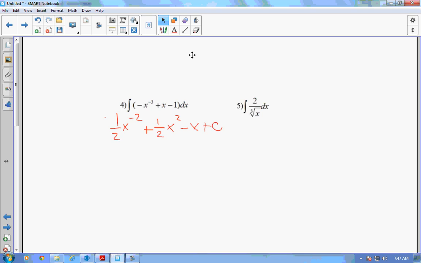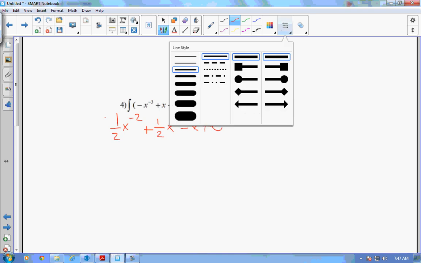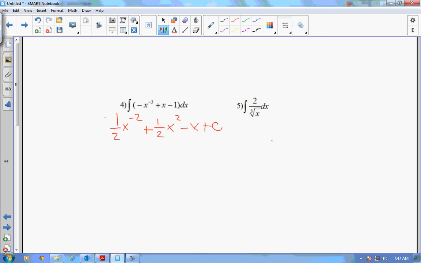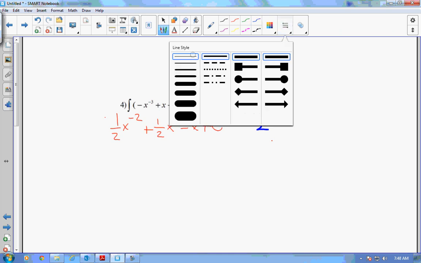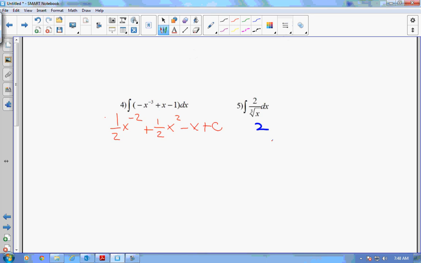Cubed root of x. That's a little tricky. Were there any questions on number 4? When I was walking around, I think everyone pretty much had that. Yeah, you have to go back and change it. It's really annoying. I feel like I spend half my lessons changing it to skinny markers.